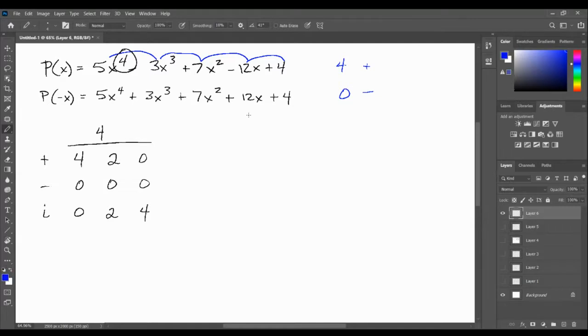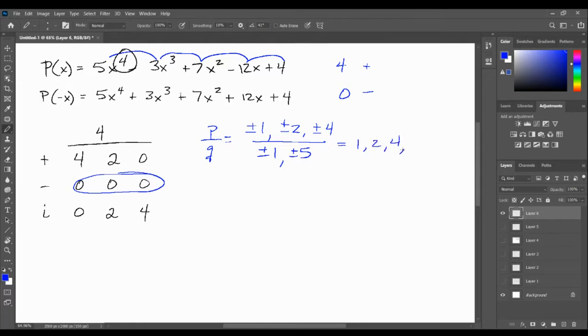Quick look at P over Q. 4 is the P, and so that's 1, 2, and 4. Q is 5, so that's 1 and 5. Those are the only factors. Notice I've got 0 negatives. So I am going to ignore the negatives. So 1, 2, 4, and then those over 5. 1/5, 2/5, 4/5. Those are the only possible rational zeros.